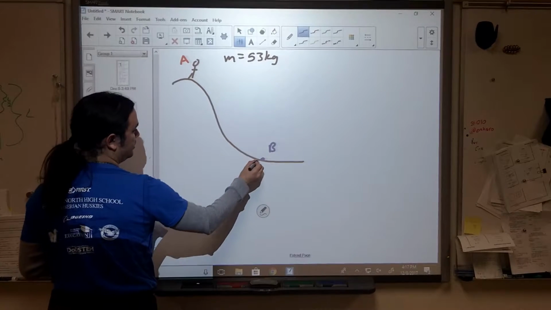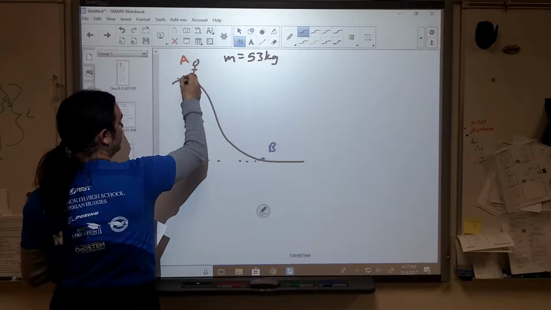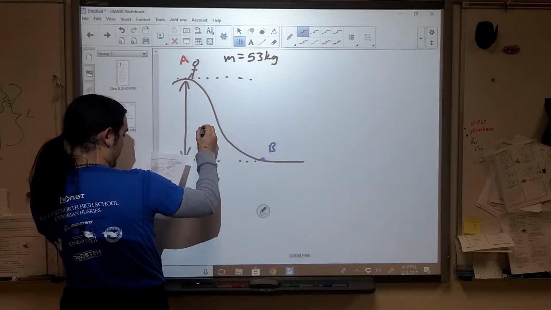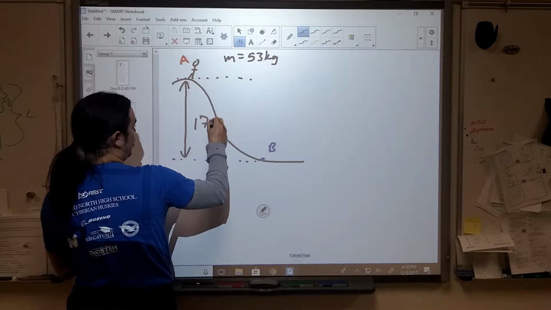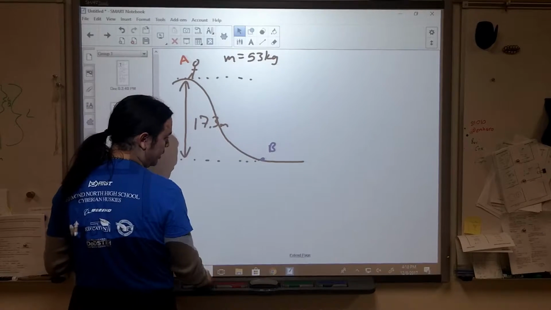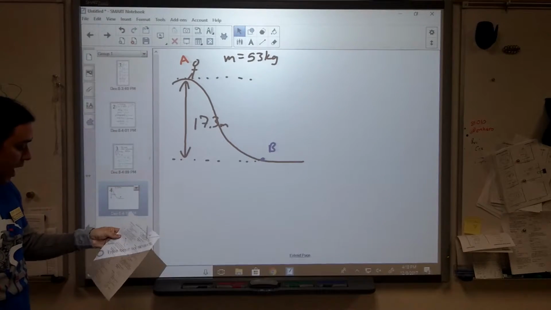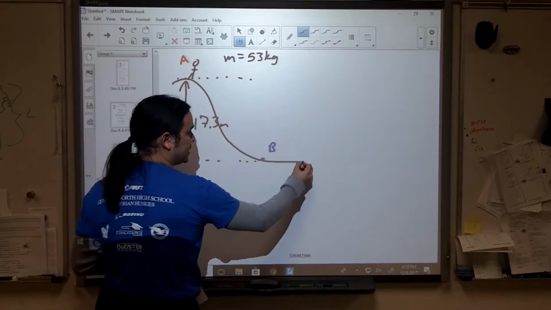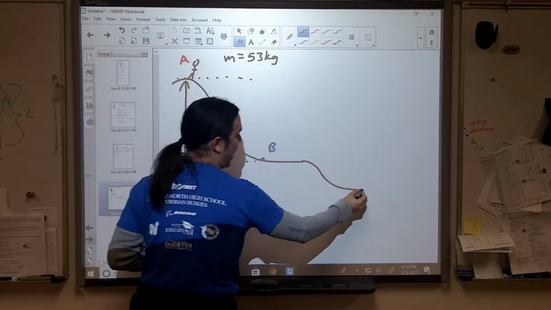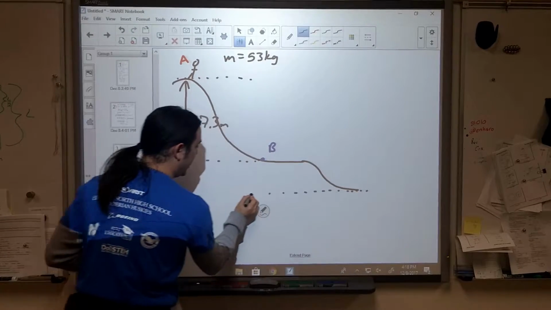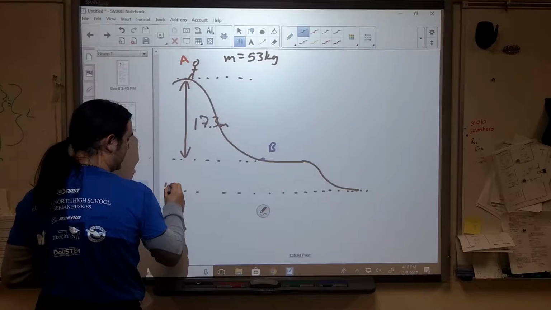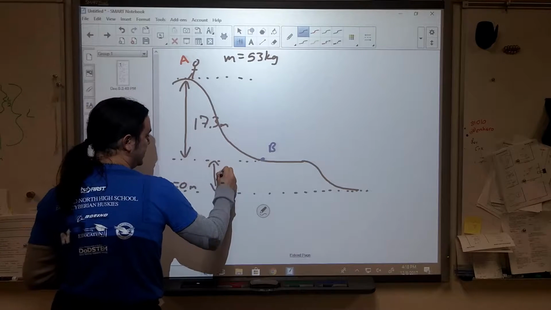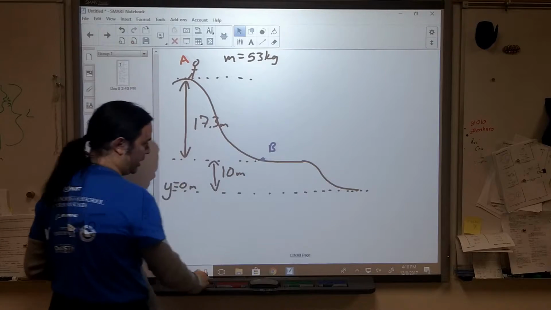So what they're saying is, this value is 17.3 meters above. Now, one of the things that I'm going to add in here so that it makes a little more sense is, we're going to say that this goes down a little bit more outside of what we see. And I'm going to say that the ground is over here, y equals 0 meters, and that this is a height of 10 meters above.